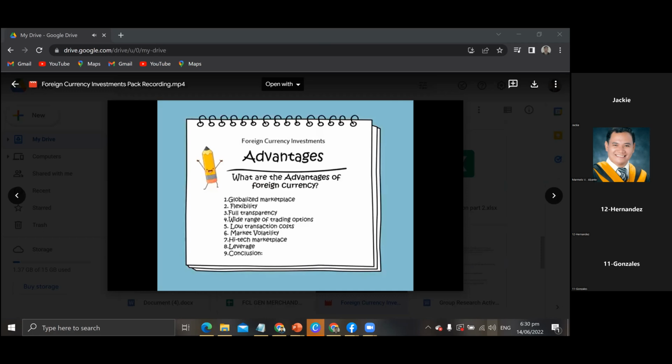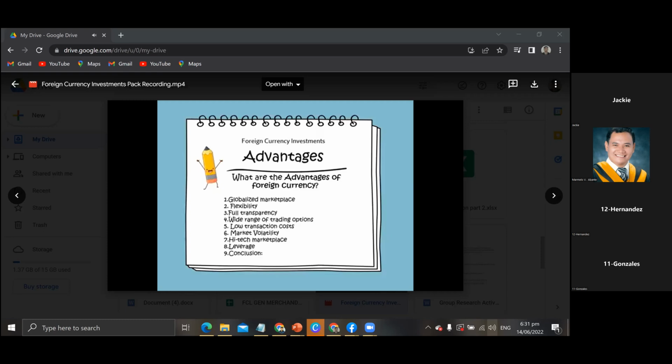Number six, market volatility. Fluctuation in the foreign exchange market usually depends on external factors like political turbulence, economic growth, stability of the country, investors' confidence, any government policies or regulations, or natural disaster.